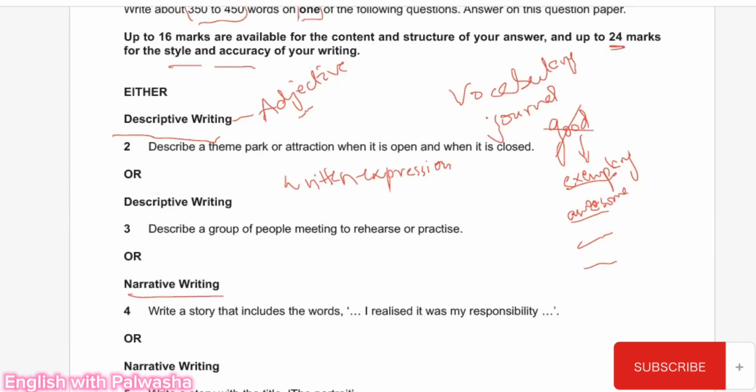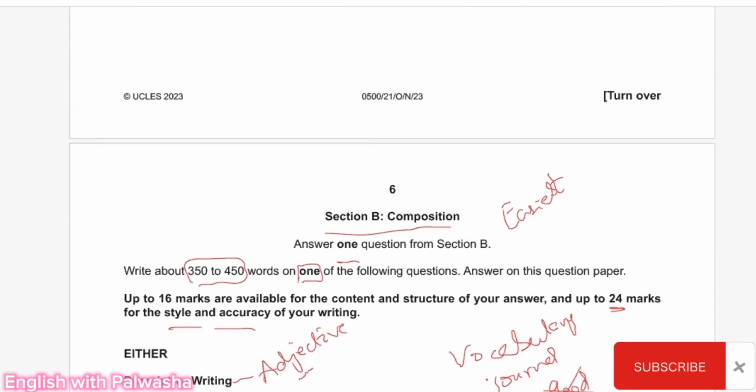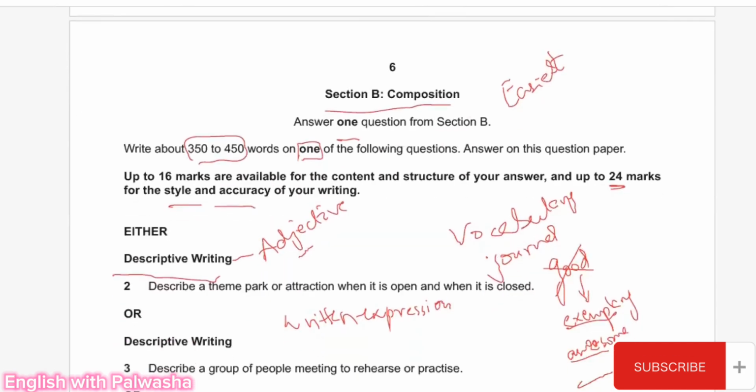All right. I hope you now have a clear understanding of the paper pattern and how to answer each question. And it's all about practice, because the exams are in October, November, so we have to practice every single day.